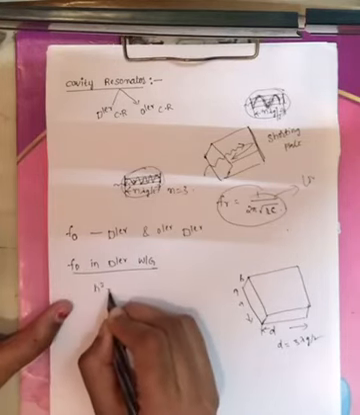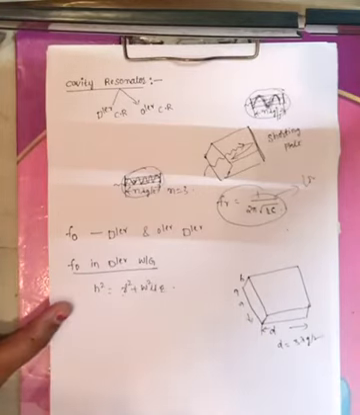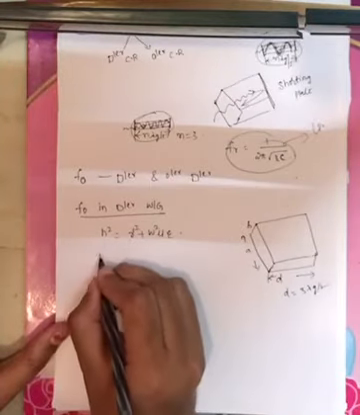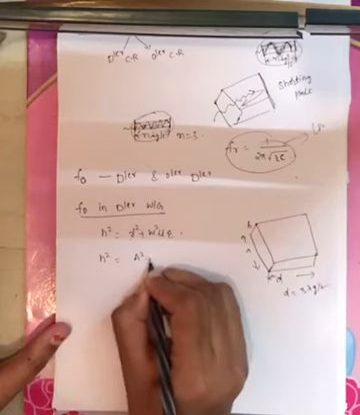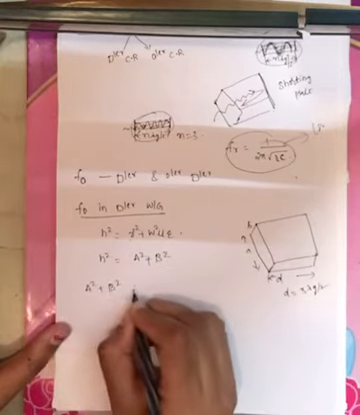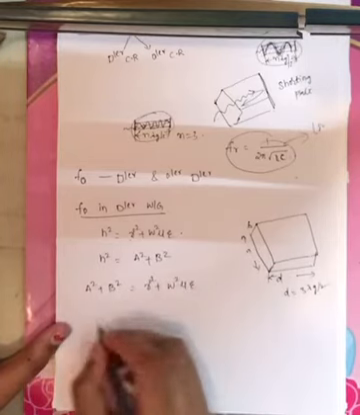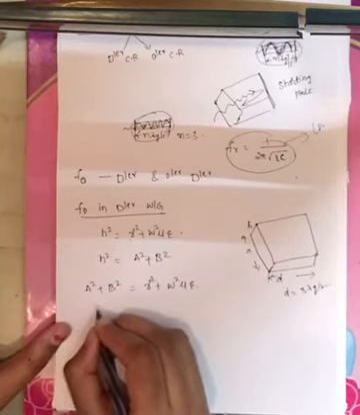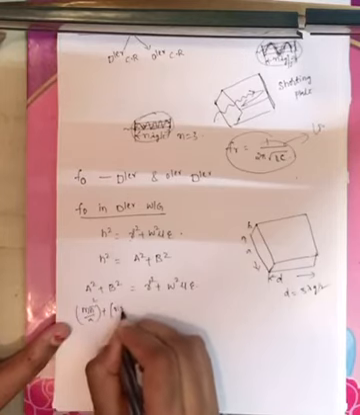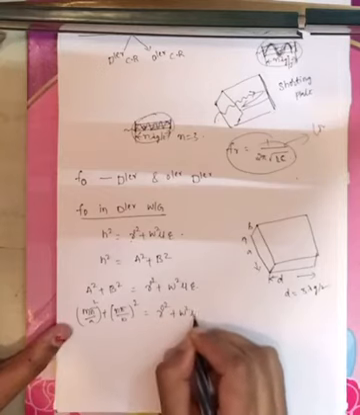Now we know the expression h square equals gamma square plus omega square mu epsilon, right? Now h square is nothing but a square plus b square. Now substitute. Now what is the value? a is m pi by a and b is n pi by b. Now m pi by a whole square plus n pi by b whole square equals gamma square plus omega square mu epsilon.